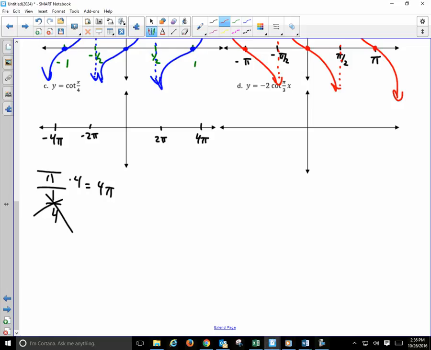Now, do I put dots at 4 pi, 0, and negative 4 pi? Or do I put asymptotes? Yes, because that's how cotangent and tangent are different. Tangent would be equal to 0 at those spots. But cotangent is the reciprocal. The reciprocal of 0 is undefined. So I draw vertical asymptotes at those spots because that's where it's undefined. Halfway in between is where it will be equal to 0. Does cotangent start down and finish up, or start up and finish down?